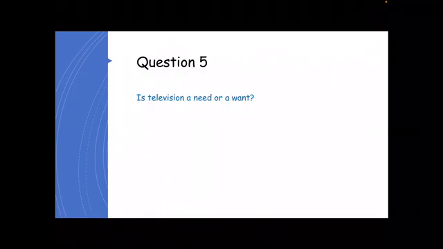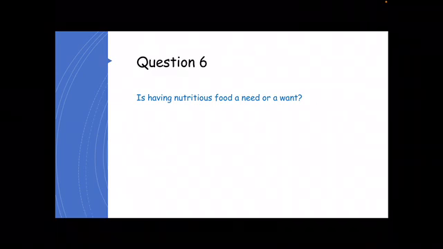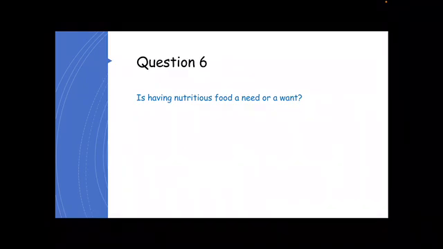Question 5. Is television a need or a want? What do you think? Is having the television something that you need to have, or is it something that you want to have? Question 6. Is having nutritious food a need or a want? Is that something that's really important for you to have in order to be able to live, or is that something that you just want to have?